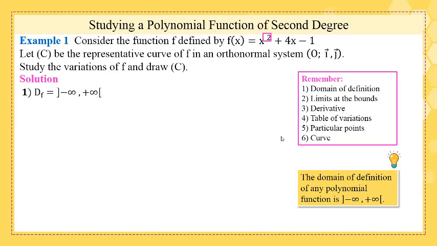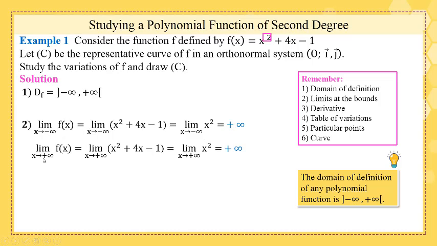Second step is to determine the limits at the bounds of the domain. You know that the bounds of the domain are minus infinity and plus infinity. So, the limit of f of x as x tends to minus infinity equals plus infinity, and the limit of f of x as x tends to plus infinity equals plus infinity.